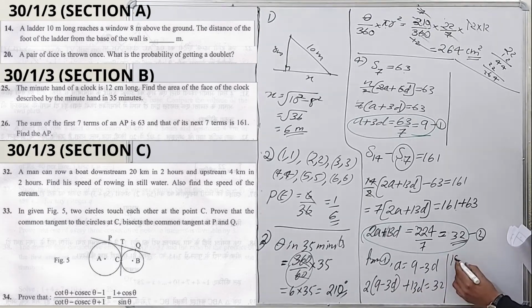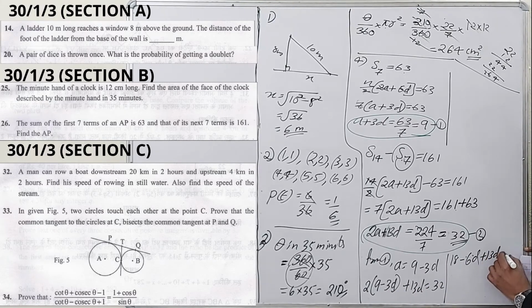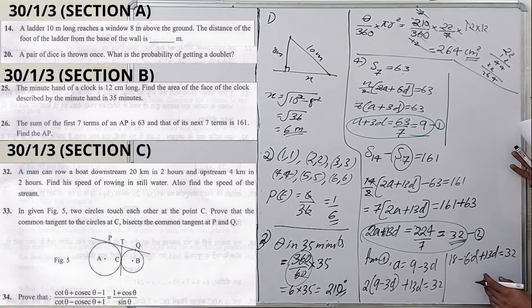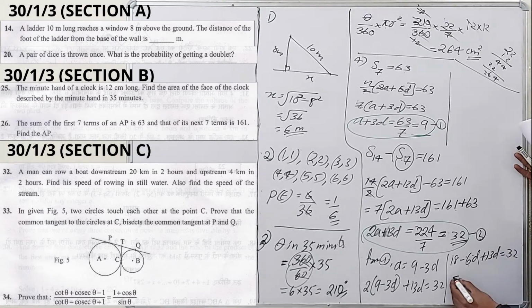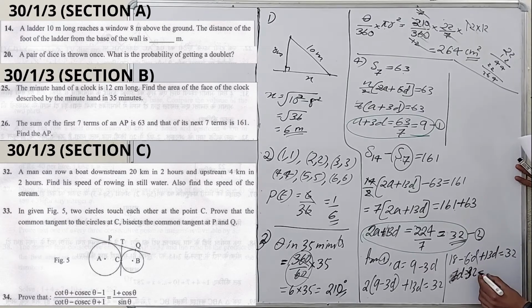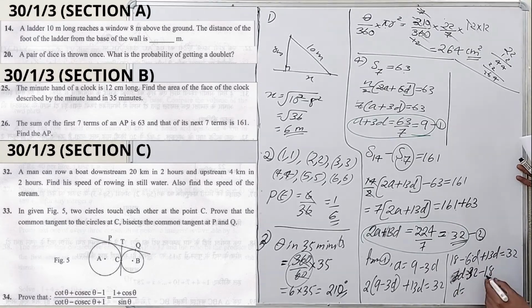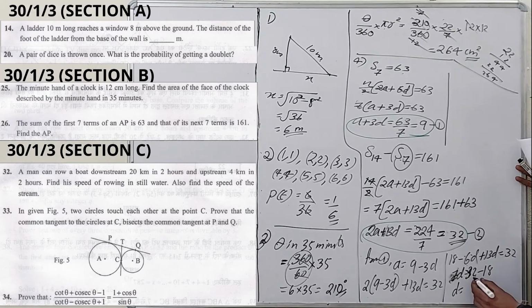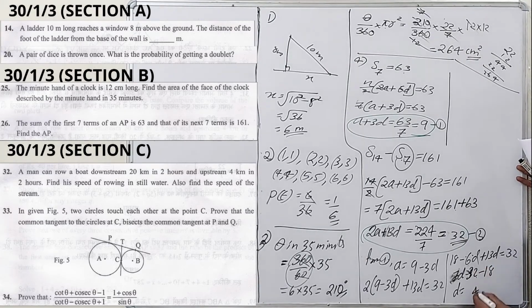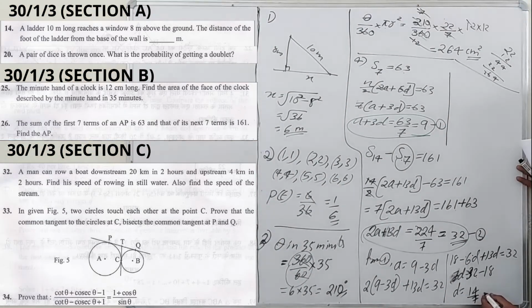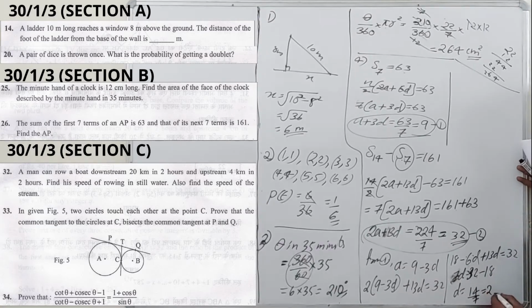2 into 9 is 18 minus 6d, 2 into minus 3d is equal to minus 6d, plus 13d is equal to 32. Now, minus 6 plus 13 is equal to plus 7. Okay, so 7d is equal to 32 minus 18. Therefore, d is equal to 32 minus 18, which is 14, divided by 7, which is equal to 2.